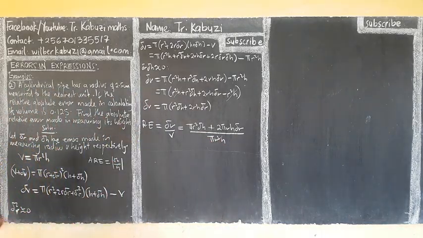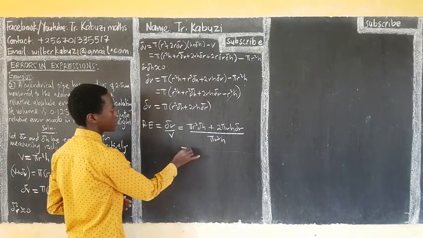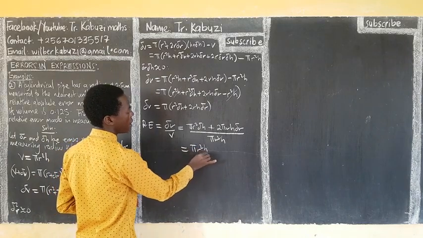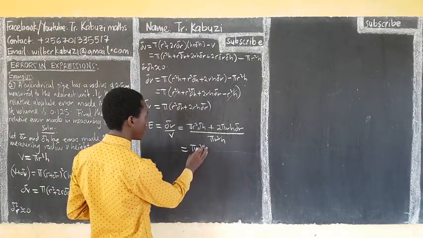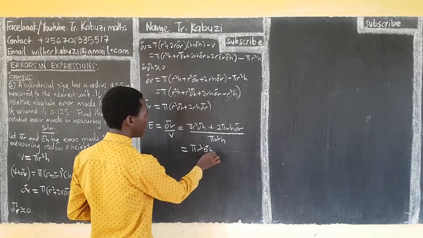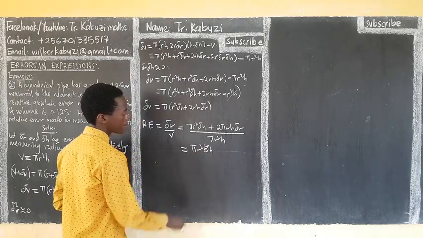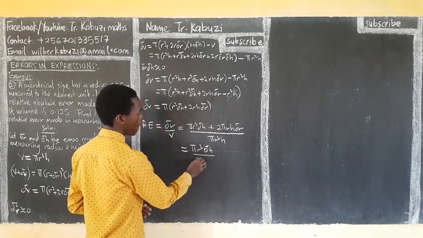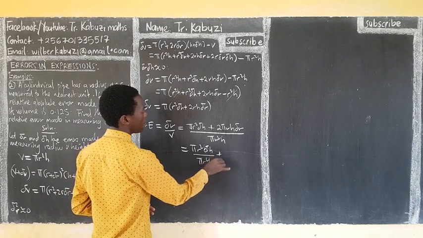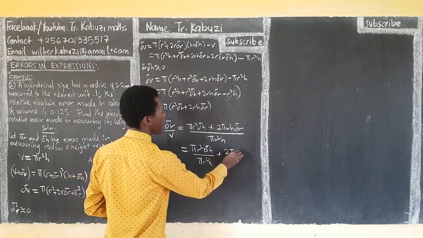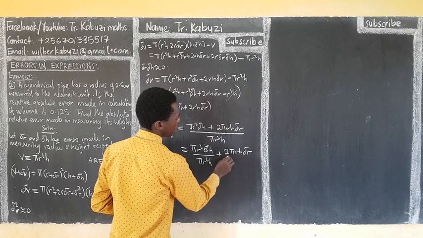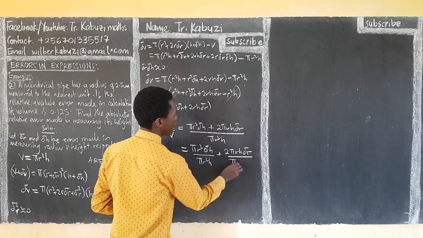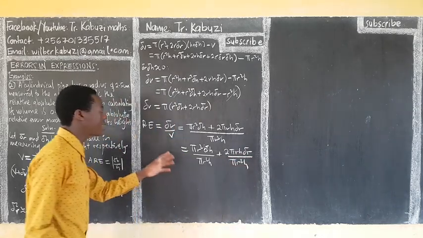As simple as that. Now from there, that needs to be separated. This will be pi r squared sigma h, sorry, this is sigma h, divided by pi r squared h, then plus the other term, the whole divided by pi r squared h. Why am I doing this first?